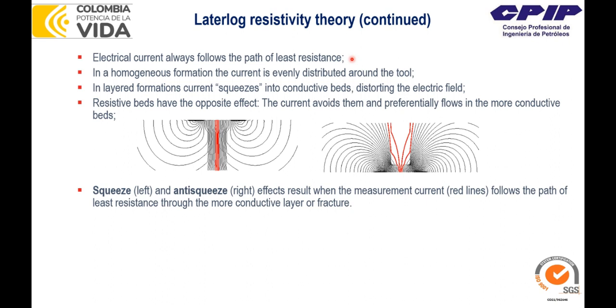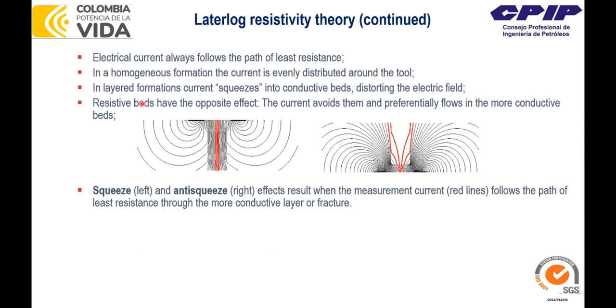In the homogeneous formations, the current is evenly distributed around the tool. Okay. In the layered formation, the current squeezes into the conductive bed, distorting the electric field. So that's important to understand. In a homogeneous formation, it distributes equally, but in the layered formation, it will tend to seek the conductive bed. And that's applicable for any resistivity measurements, like when we go into the propagation tool theory, that will also be true.